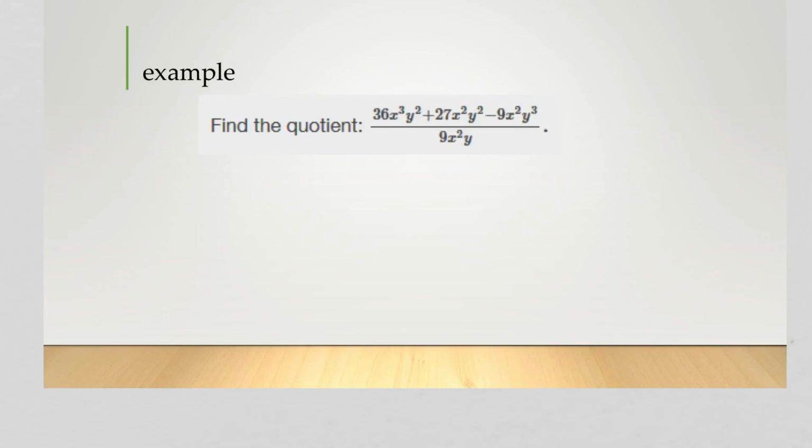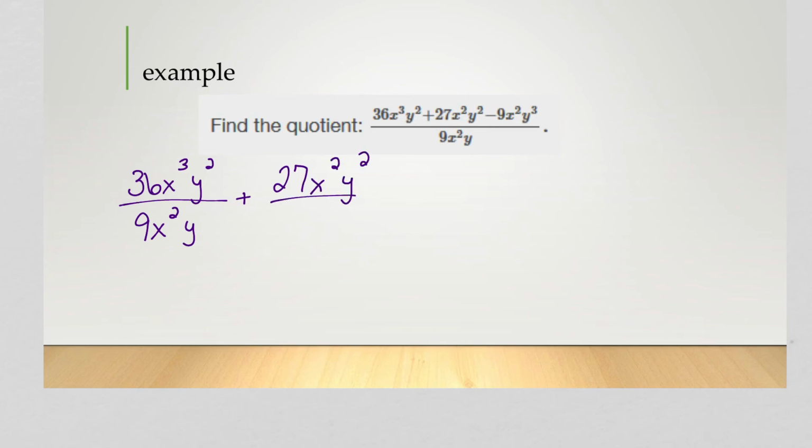Yikes, this one looks like a hot mess. Okay, so let's separate this. It might look a little bit better when we're finished with it. So we've got 36x to the 3rd y squared divided by 9x squared y plus, I got the plus from right here, okay? 27x squared y squared divided by 9x squared y.